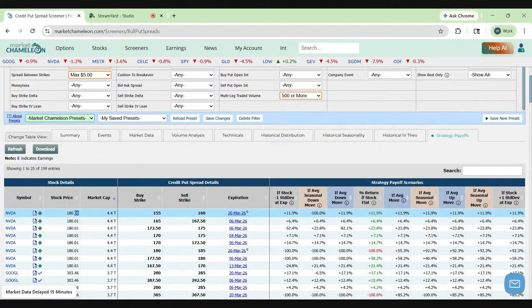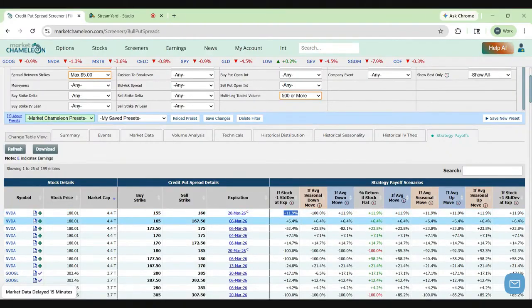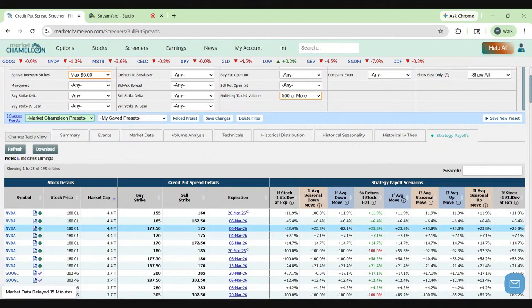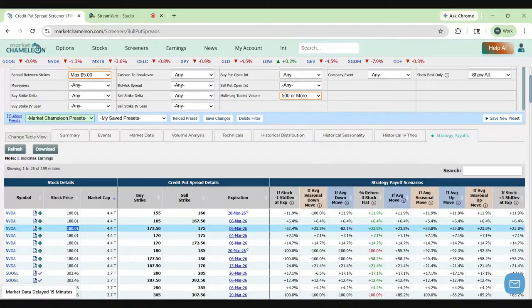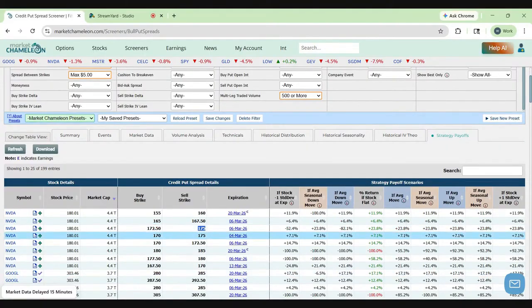You can see here NVIDIA is 180. The strikes are 155, 160. So whatever that 1 standard deviation is, based on the volatility, it could be $10, $12. It'll still be above 160. So your reward is still 11.9, 6.4. Here it's lower. Here you're losing 52.4%. So you're down 1 standard deviation, you're losing 52.4%, up 1 standard deviation, you gain 23.8. You can see that for this stock, the price is closer to the strikes. Then we have these other metrics in between.